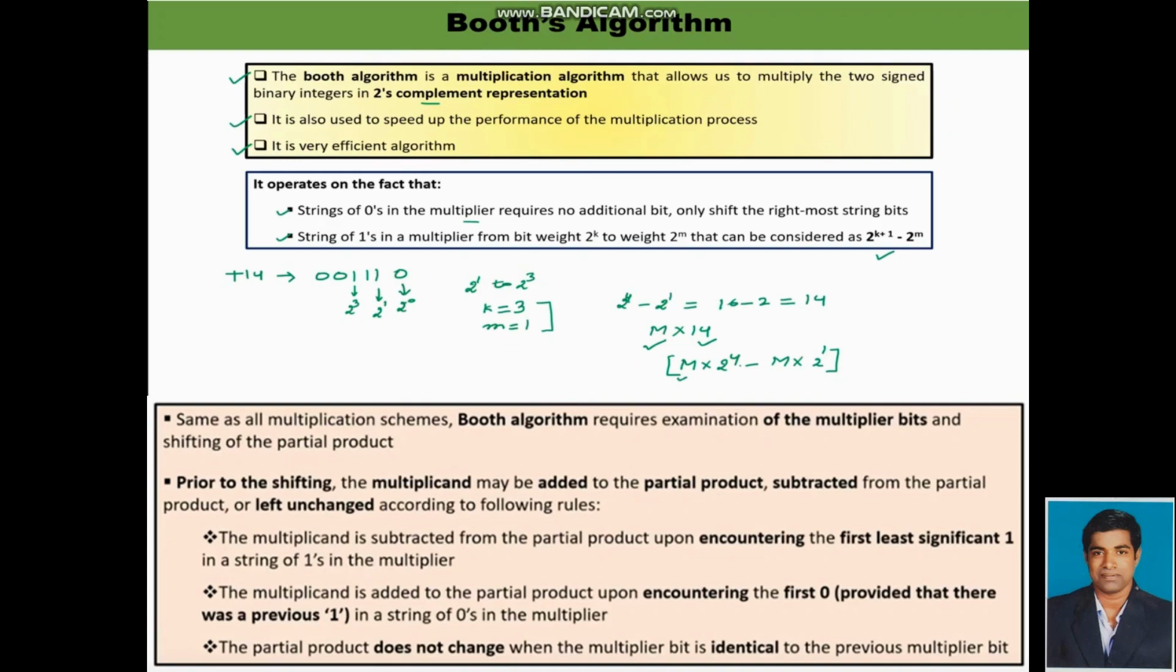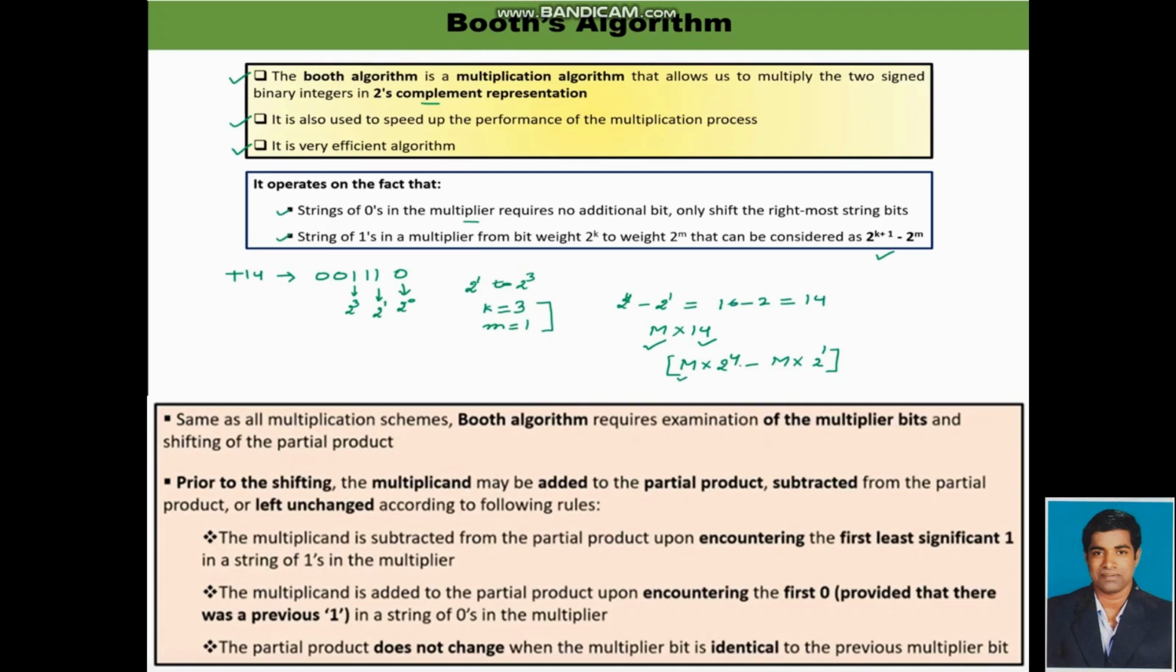In the case of a string of ones in the multiplier, from bit weight 2^k to weight 2^m, that can be considered as 2^(k+1) minus 2^m.